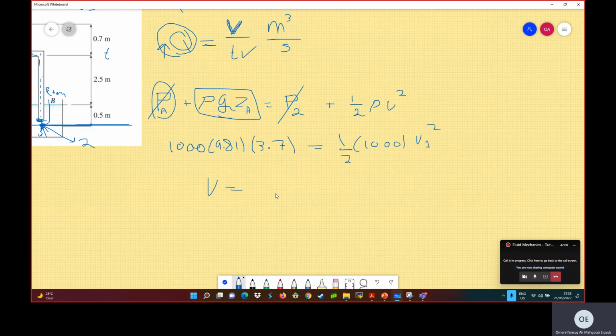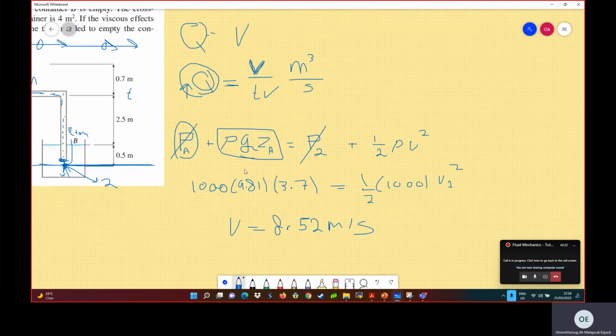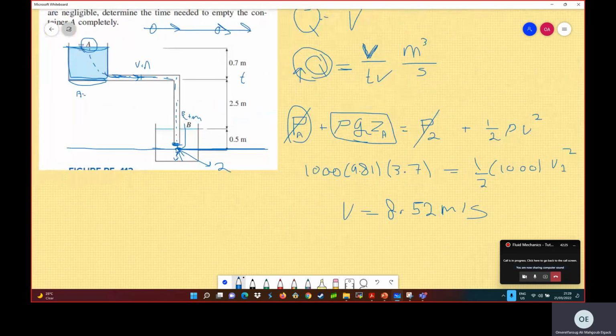Okay. So given this, V squared is equal to 9.81 multiplied by 3.7 is equal to half V squared. Okay, the velocity is equal to 8.52 meters per second. Now this velocity, as I said, is the velocity here, and I will assume that there will be no much change here, because what is the difference between this point, just the exit of the pipe, and this point here?